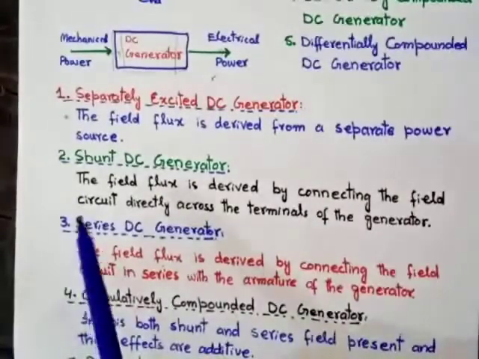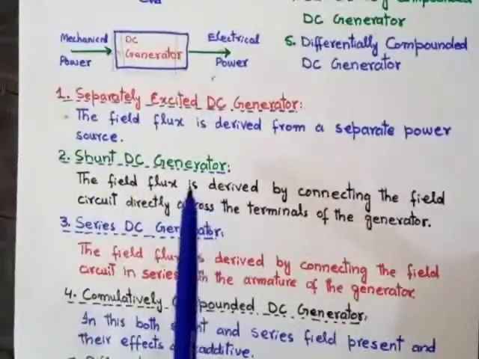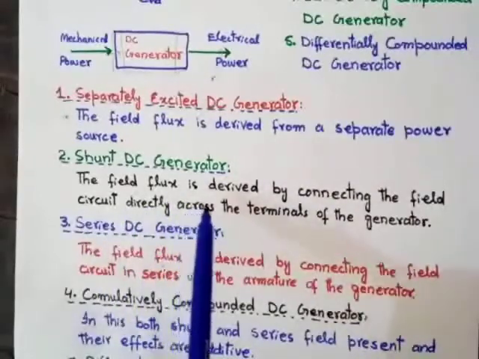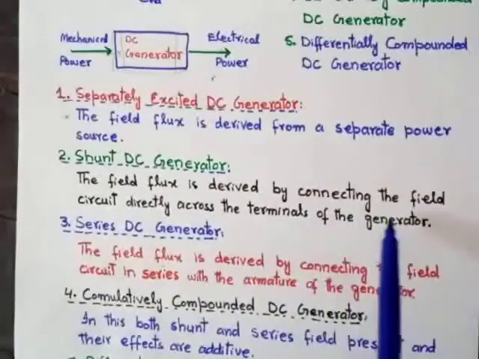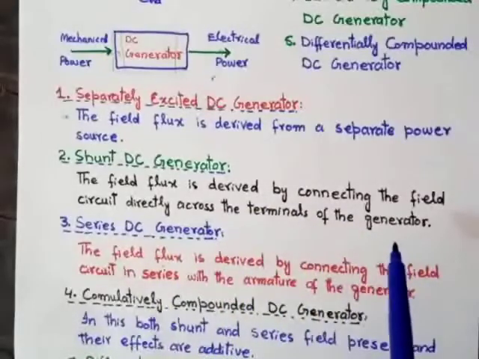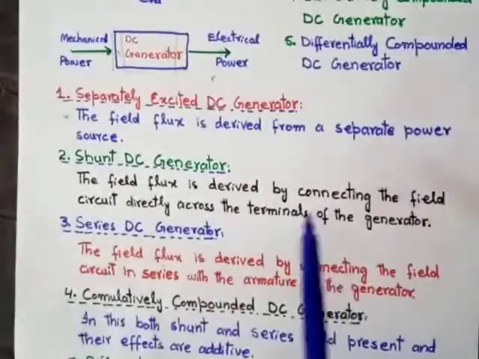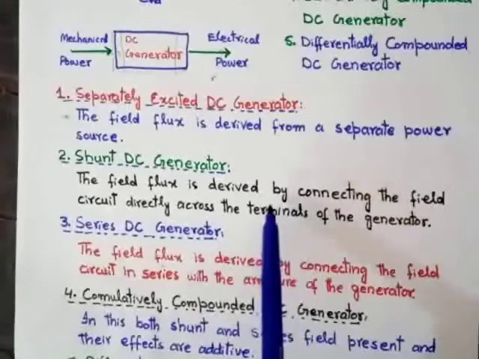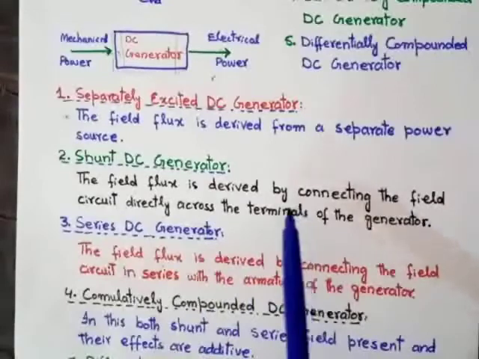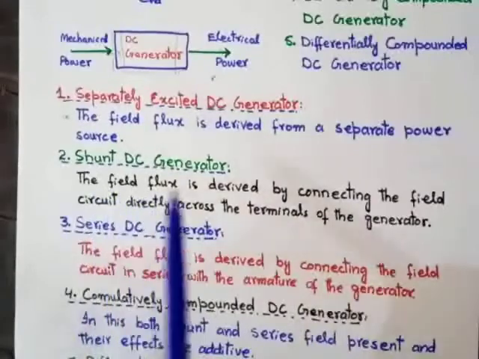The second type of DC generator is called the shunt DC generator. The shunt DC generator is the generator in which the field flux is derived by connecting the field circuit directly across the terminals of the generator. It means in this type of DC generator, both field and armature winding are connected in parallel. If the field and the armature windings are connected in parallel, then this type of generator is called the shunt DC generator.